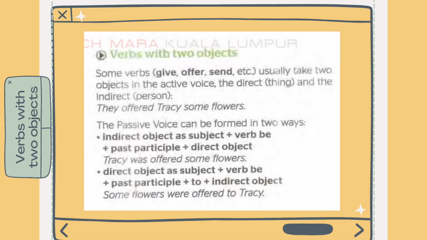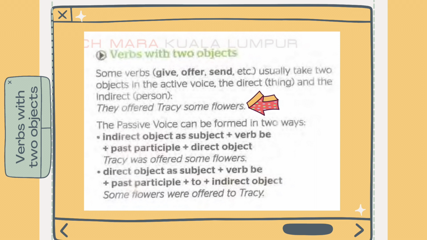Next, verbs with two objects. Some verbs such as give, offer, send, and so on usually take two objects in the active voice, where the direct object is the thing and the indirect object is the person. Take a look at the example given. They offered Tracy some flowers.